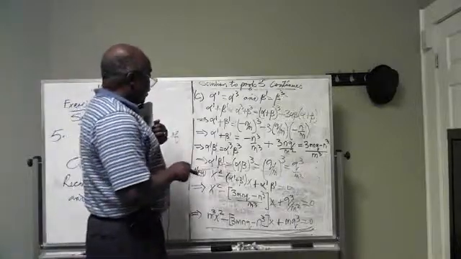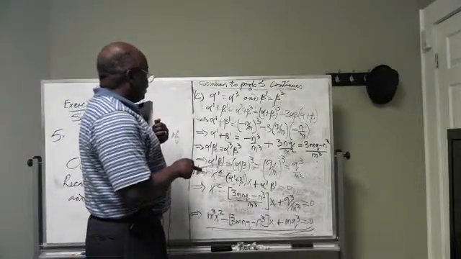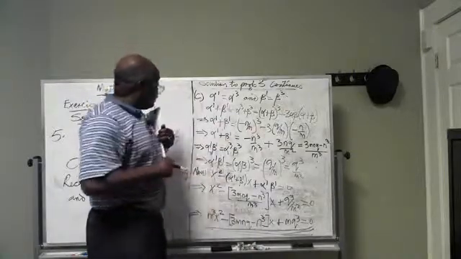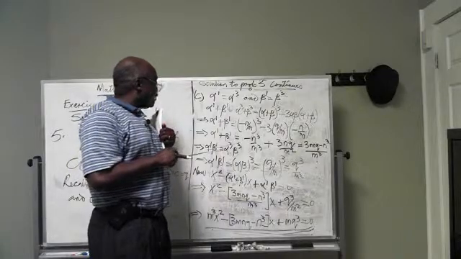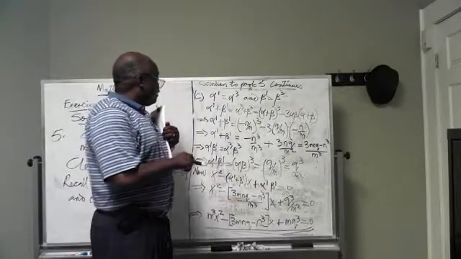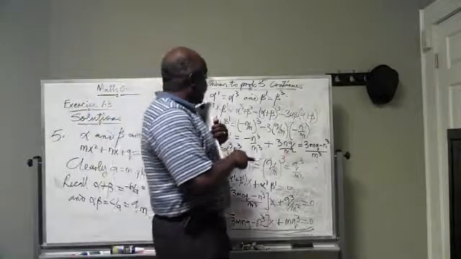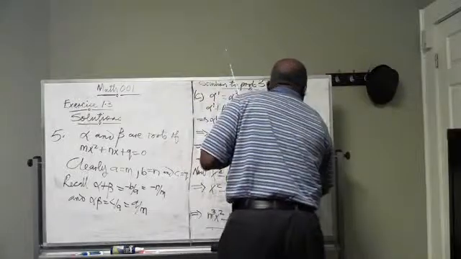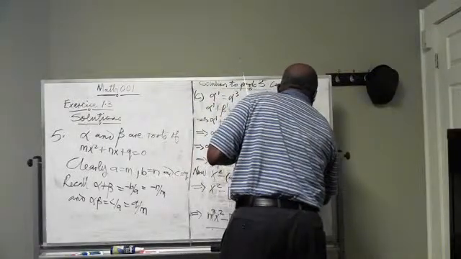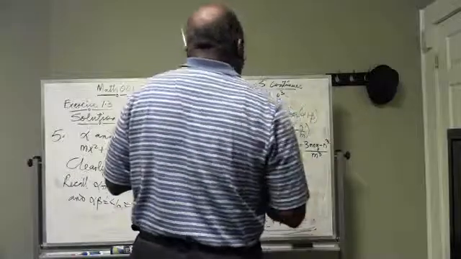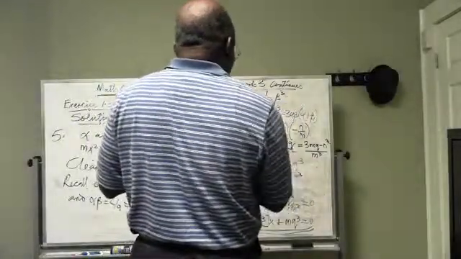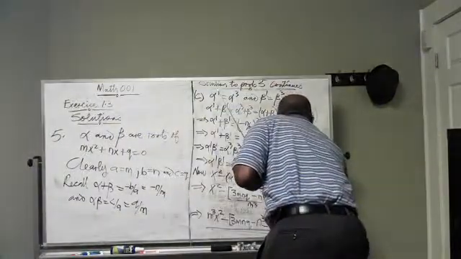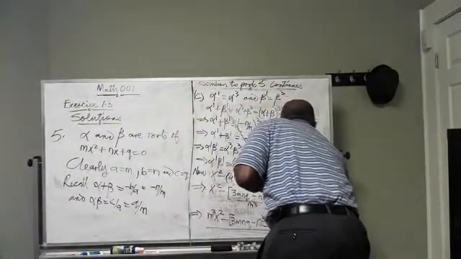Alpha prime beta prime equals alpha cubed beta cubed, which is equal to alpha beta all cubed, which is equal to q over m all cubed. Q over m all cubed gives us q cubed over m cubed. Please correct this, there's an error here. Q cubed over m cubed, please.